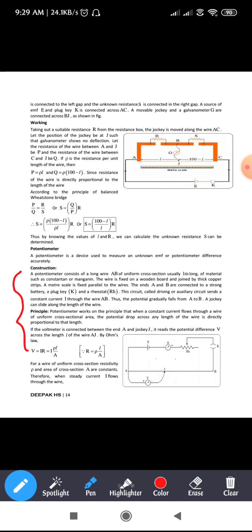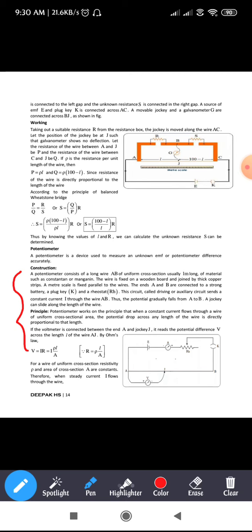Okay, so coming to this experimental setup. This potentiometer, as you know, consists of a 1 meter long wire. You have two types of potentiometer. The only difference between the two is that some of the potentiometers consist of 1 meter long wire, some of the potentiometers consist of 4 meter long wire. As of now, we are dealing with 1 meter long wire.